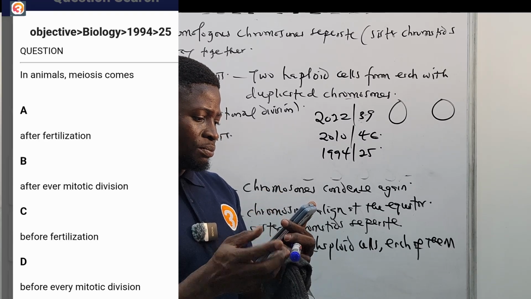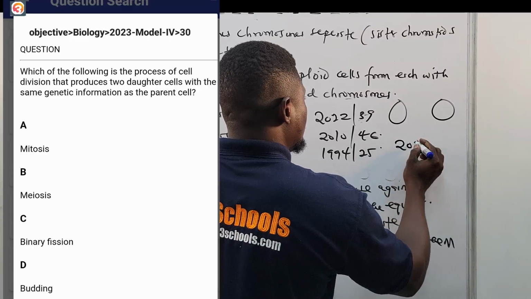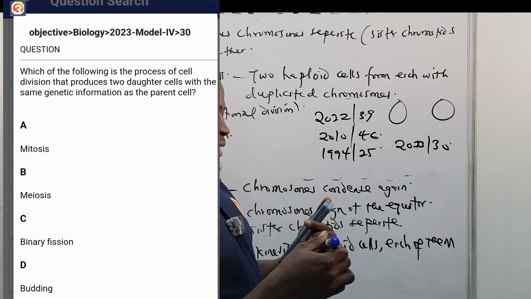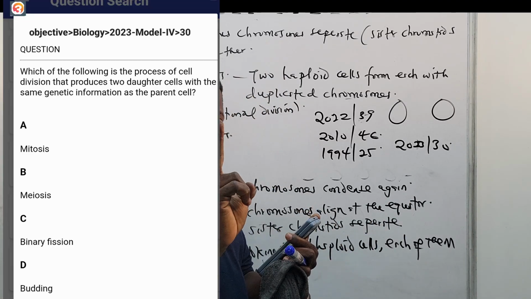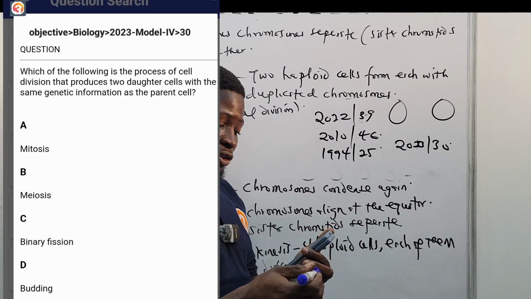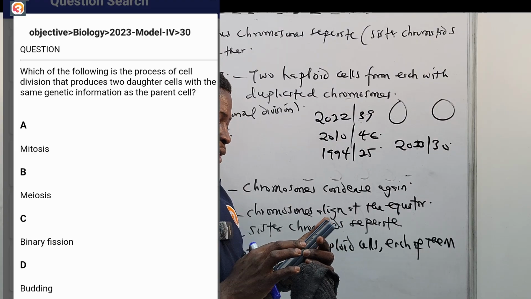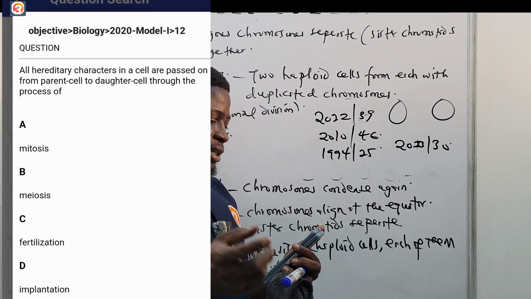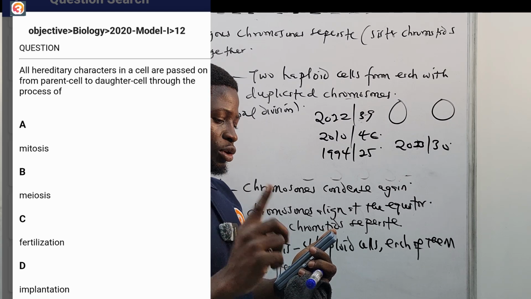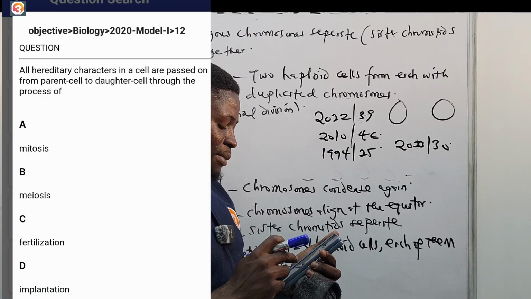Let's see another question, 2023 number 30. It says, which of the following is the process of cell division that produces 2 daughter cells with the same genetic information as the parent cell? Is it mitosis or meiosis? Put the answer in the comment section. Check the options being shown on the screen. 2020 number 12 says, all hereditary characters in a cell are passed on from parent cell to daughter cell through the process of what? Is it mitosis or meiosis? Put it in the comment section.